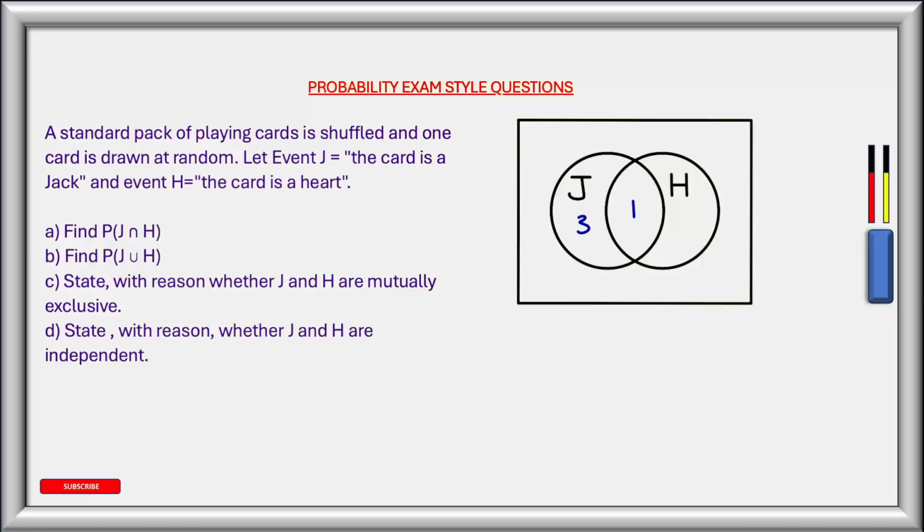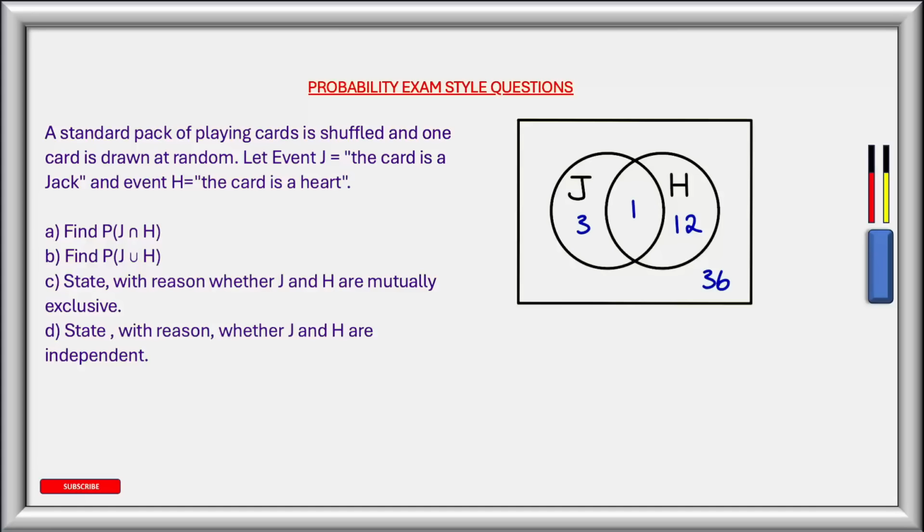Now we know one of the jacks is a heart, and we know that 3 are not hearts. So we place the number 3 in the part of the Venn diagram that represents jacks but not hearts. So the sum total of jacks is 3 plus 1, and that equals 4. We also know that there are 13 hearts in a pack of 52 cards, and we know that 1 is a jack of hearts, which we've accounted for. So I've placed the number 12 in this region of the Venn diagram, and it represents those cards that are hearts but not the jack of hearts.